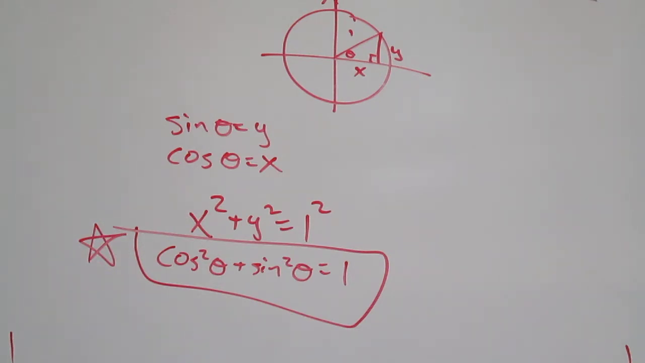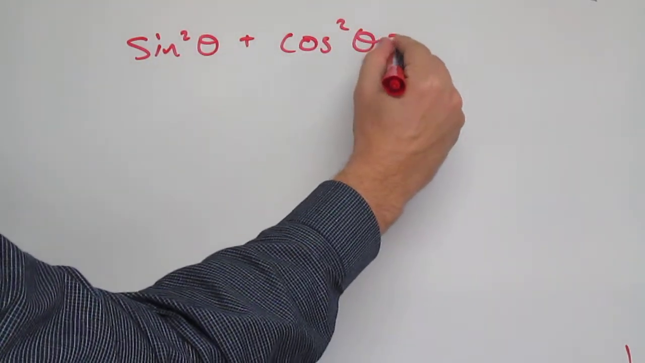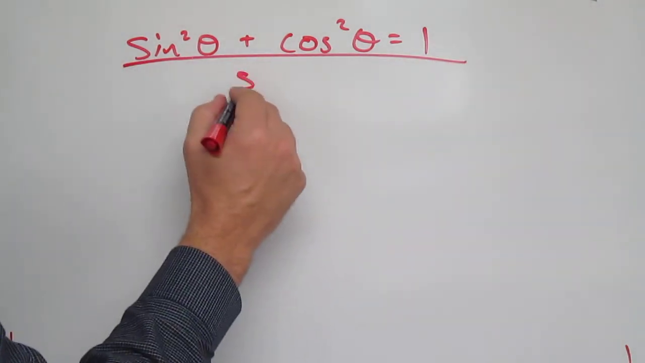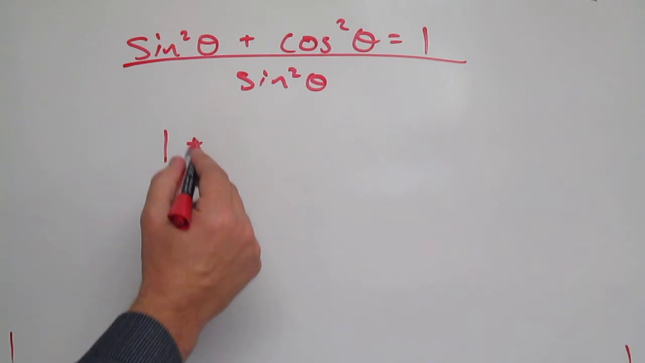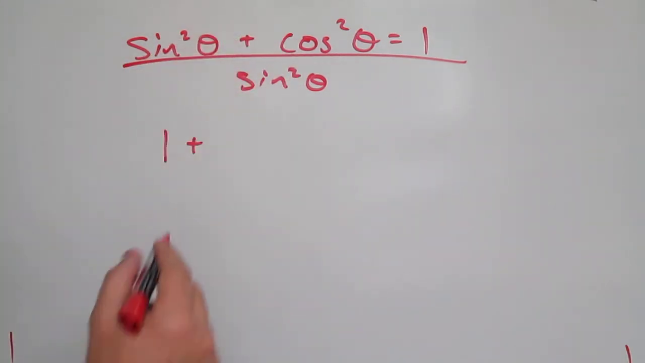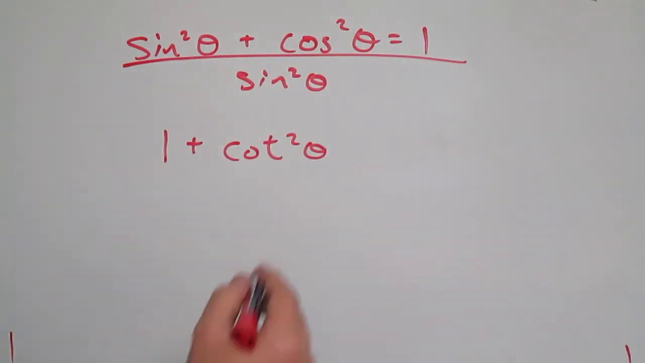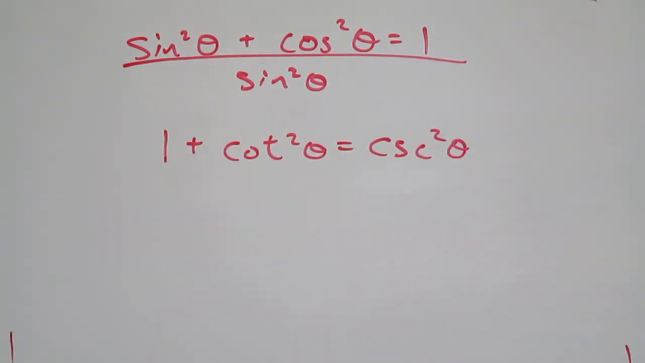Now the other 2 Pythagorean identities, I think I just get out of this. So let me erase and start over. If I say that sine squared theta plus cosine squared theta is equal to 1, what would happen if I divided everybody through by sine squared? When I do sine squared divided by sine squared, I get 1. When I do cosine squared divided by sine squared, I get cotangent squared. And when I do 1 divided by sine squared, I get cosecant squared. That's a trig identity. It's a trig Pythagorean identity.